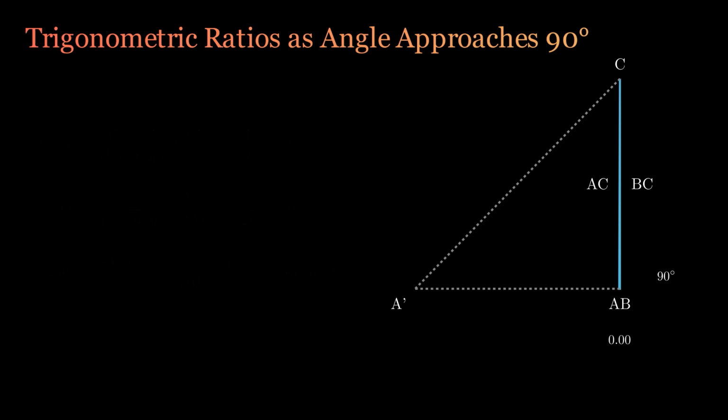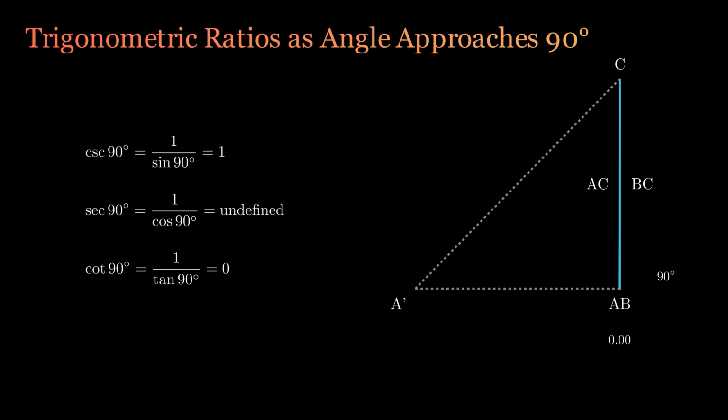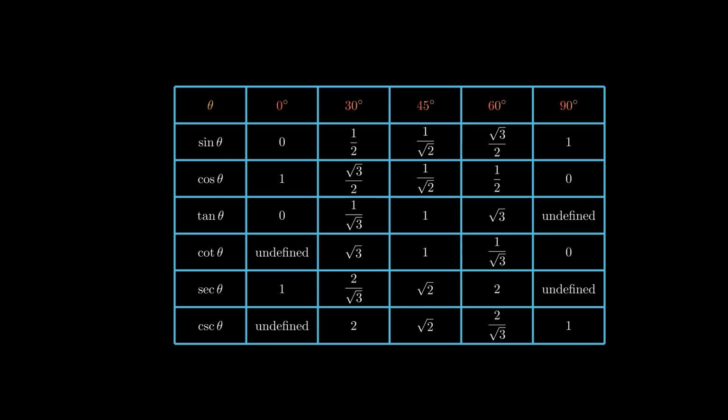Let's derive other trigonometric ratios which are reciprocals of this. Cosecant 90 is again 1, secant 90 is undefined, and cot 90 will be 0. Okay, so I have tabulated the results of all the derivations that we did for angle 0, 30, 45, 60 and 90 here. This table is very important.